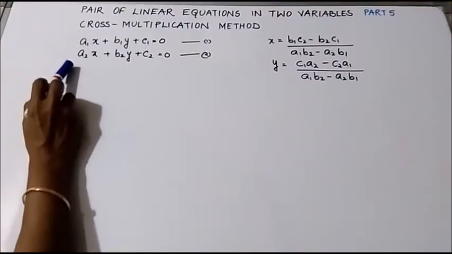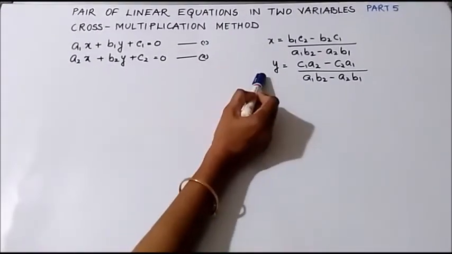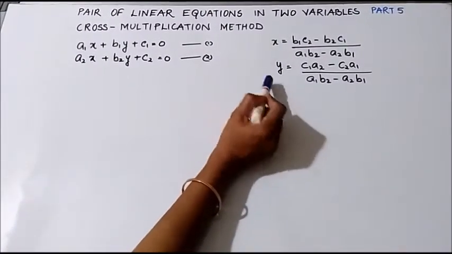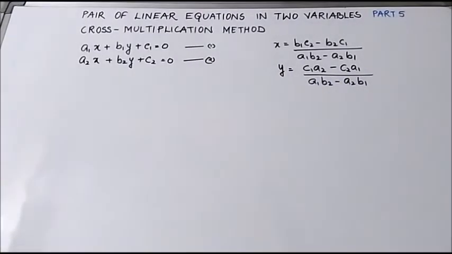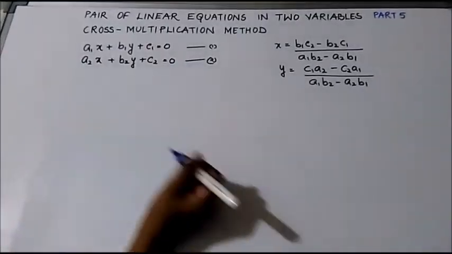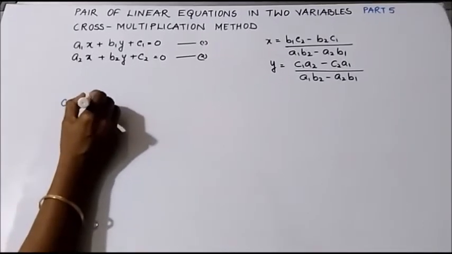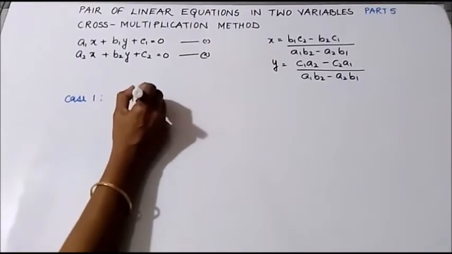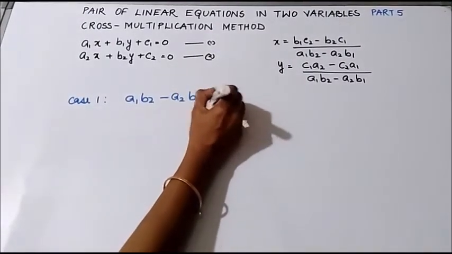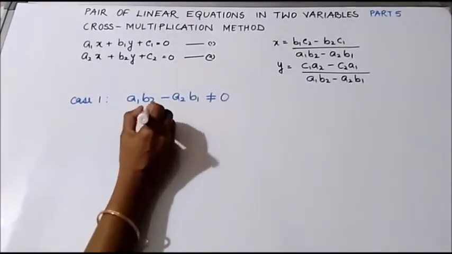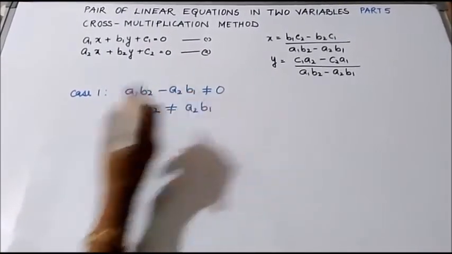We have been given a pair of linear equations here, and just now we have derived this formula to find x and y. We'll get a value for x and y provided that a1 b2 minus a2 b1 is not equal to 0. Now in this case there will be two cases. Let us take one by one. Case 1, we have a1 b2 minus a2 b1 is not equal to 0. What will we get here? a1 b2 is not equal to a2 b1.